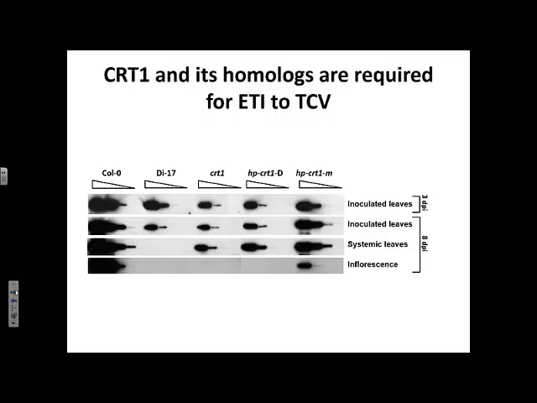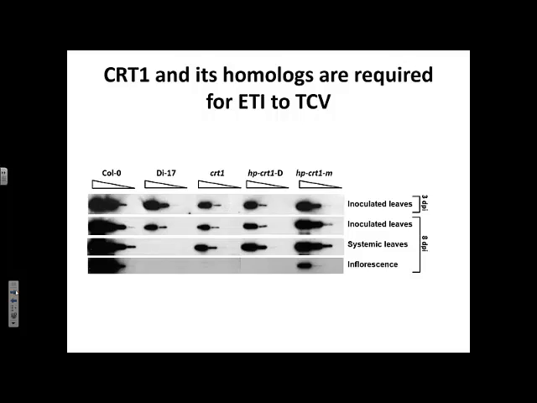So what we have done here is a Western blot using the anti-CP antibody. So this antibody will recognize Turnip crinkle virus coat protein. And we made a 4-step dilution series. Every time this is 10-fold dilutions. And I just want you to draw attention to Columbia 0 versus Di-17. You can clearly see even at 3 days after infection, there is a much lower amount of TCV being accumulated. But this difference is much greater if you're looking at 8 days after infection, particularly if you're looking at the systemic portion of the leaf.